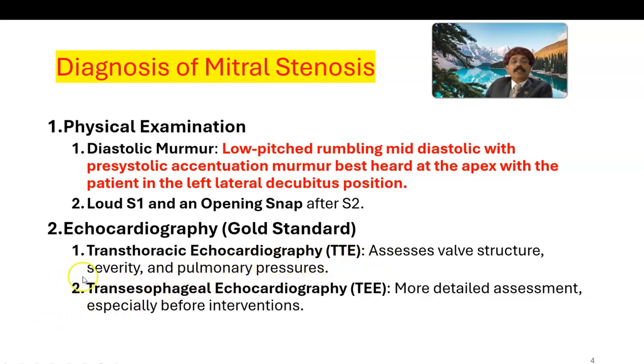Echocardiography, that is the gold standard. Transthoracic echocardiography assesses the valve structure, severity and pulmonary pressures. Transesophageal echocardiography gives a more detailed assessment, especially before intervention. So, physical examination and echocardiography.